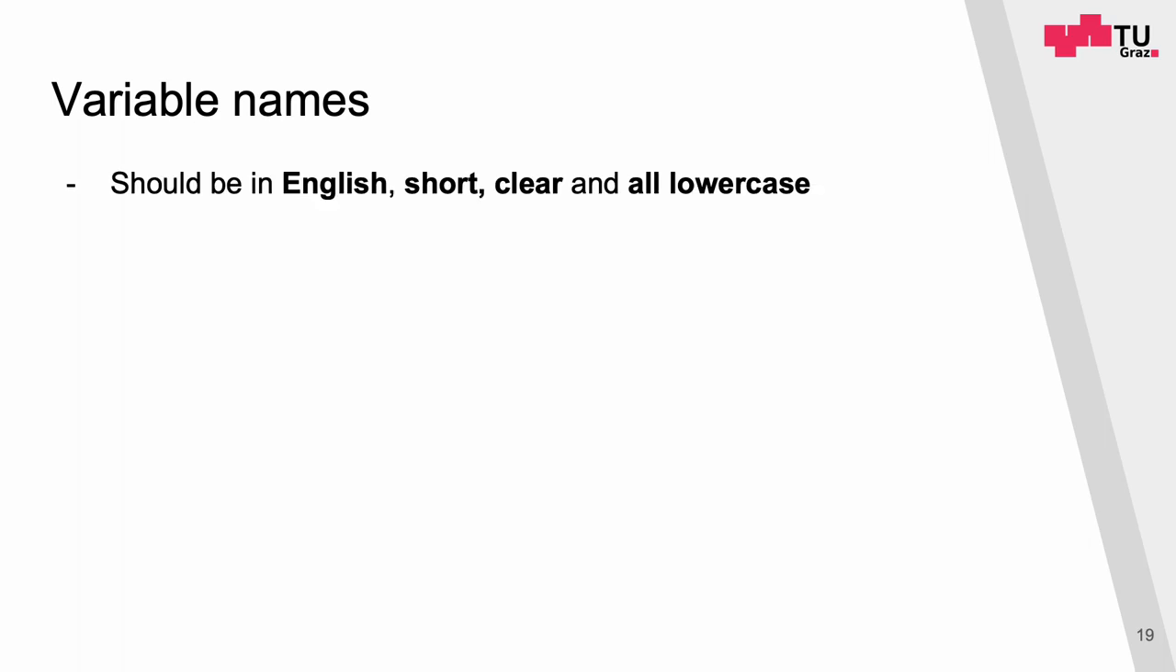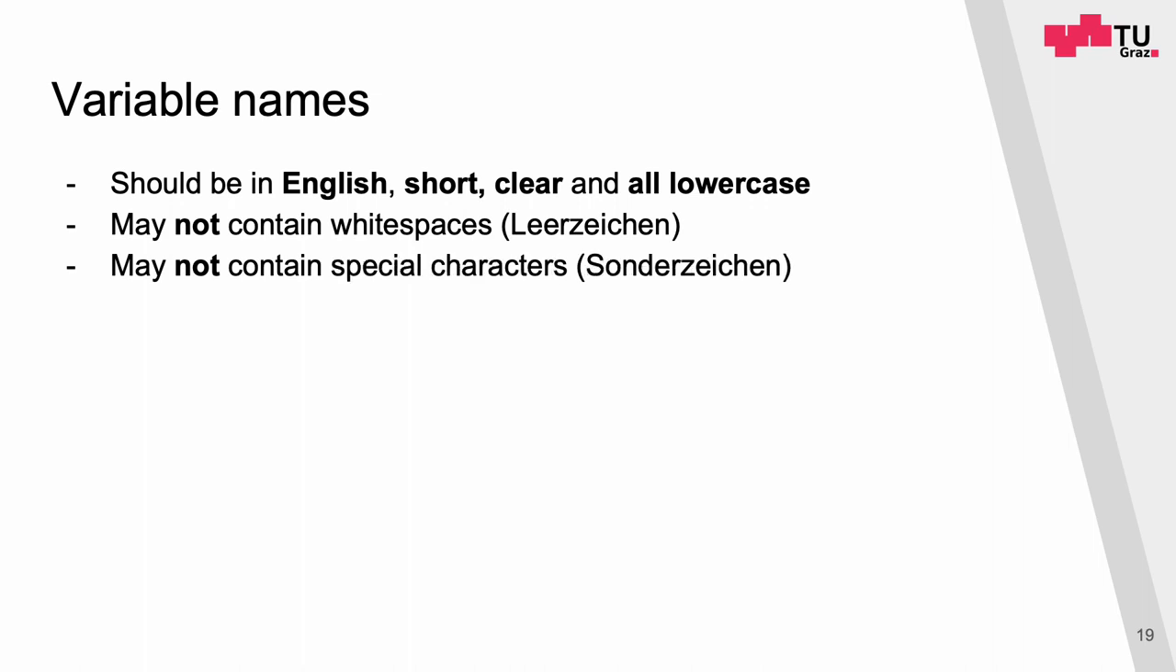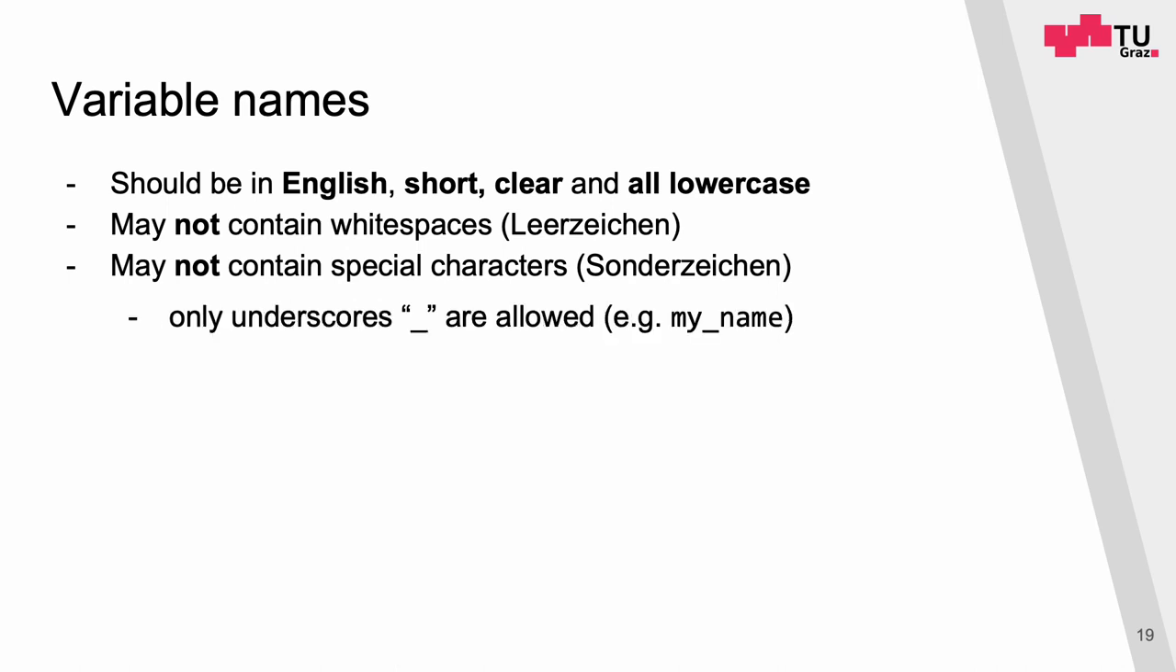So variable names should all be in English, short, clear and lowercase, and may not contain any white spaces, in German Leerzeichen. So if you have, for example, a variable name which consists of more than one word, you need to replace the white spaces, the Leerzeichen, for example, with underscores. And variable names may not contain any special characters, in German Sonderzeichen. And as already said, only underscores are allowed, for example, my_name.